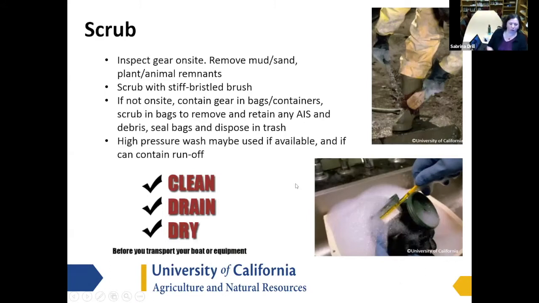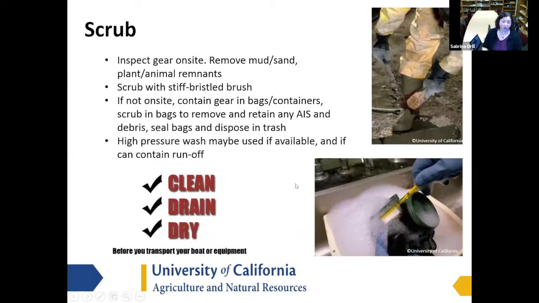So shifting gears for a minute to what can you do? The big 3 things to think about is clean, drain, and dry. Your boats, your hiking equipment, your fishing gear, your sampling gear. We actually did a whole program. These slides are actually from a program we did for public works agencies and folks who work maintaining runoff channels and stuff. So the first thing to do is look for it, inspect your gear on site, and then scrub it to remove any mud, sand, or plant or animal remnants.